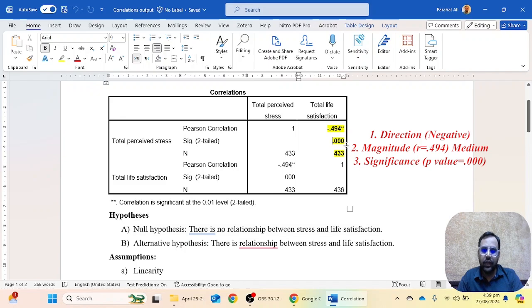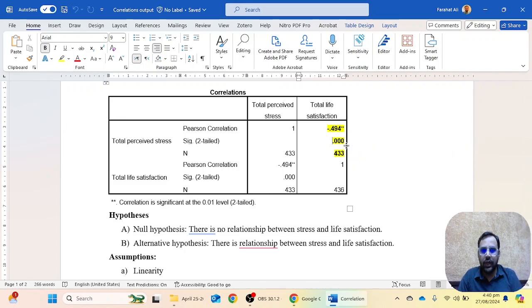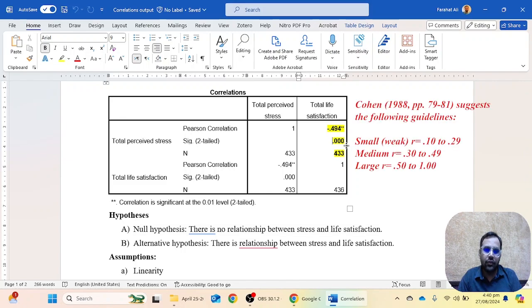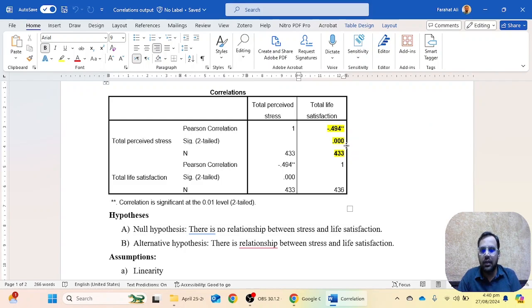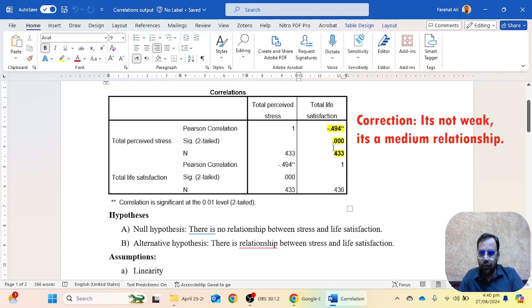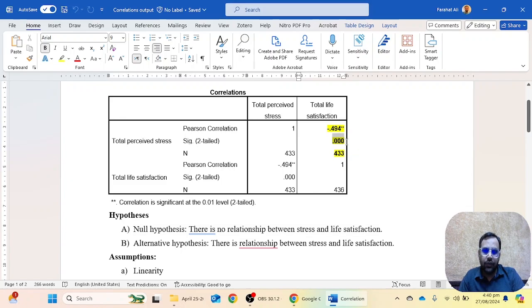It's 0.494. If this value is between 0.1 and 0.29, then we can say we have a small relationship. If it's between 0.30 and 0.49, we can say we have a medium relationship, and if this value is 0.50 and above, we can say we have a strong relationship. Here in this case we have a medium relationship, and we can also see that it's a significant relationship.